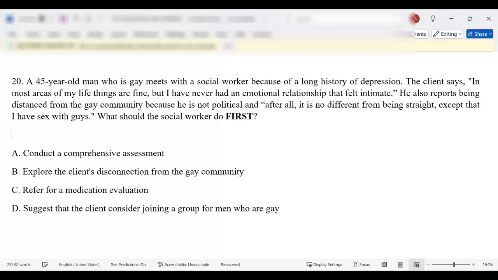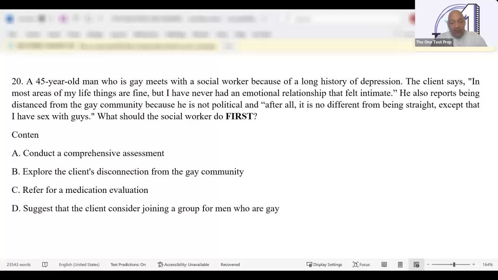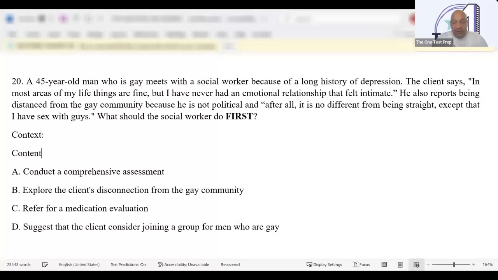I'll write it like this. We'll do context first, and then content second. For the context, we want to understand who are the people involved, where is the vignette happening, and when in the social work process this is going on. And for the content, we want to reframe or restate what the vignette is asking us to do. All right, so thank you, Eugenia.